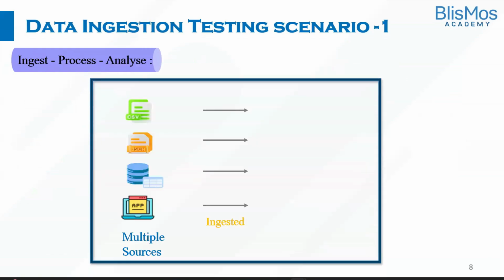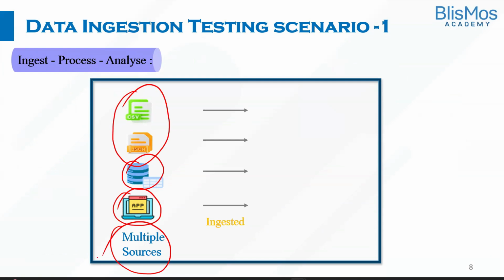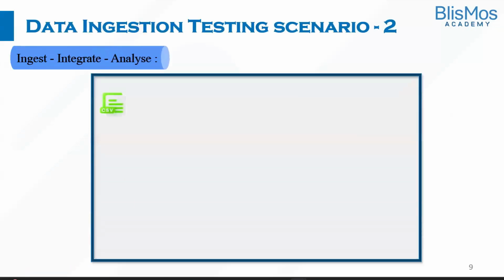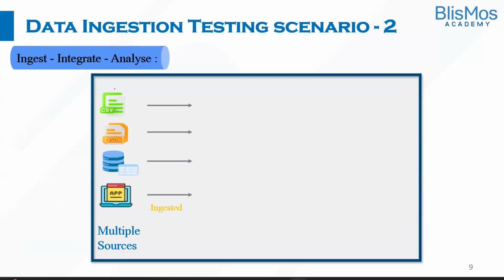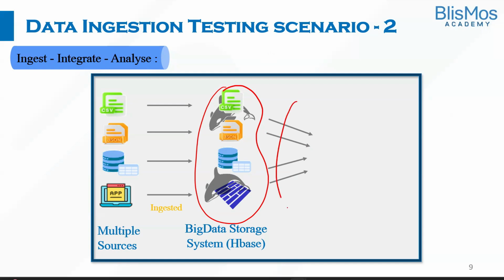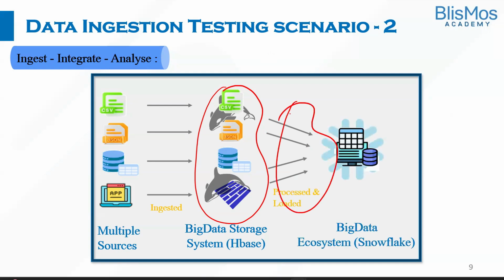Let's look at them pictorially. If you see here, we have different sources. We have some files, CSV files and JSON, we have an RDBMS, and we have some applications. There are multiple sources, and we directly ingest this data into the big data ecosystem. It can be Hadoop, it can be MongoDB, it can be anything. In scenario two, let's say these are the different sources. Then we ingest the data into the big data storage. We can consider it as a staging area. Then we integrate the data and load that into the big data ecosystems. It can be Snowflake, or HBase, or a data lake.